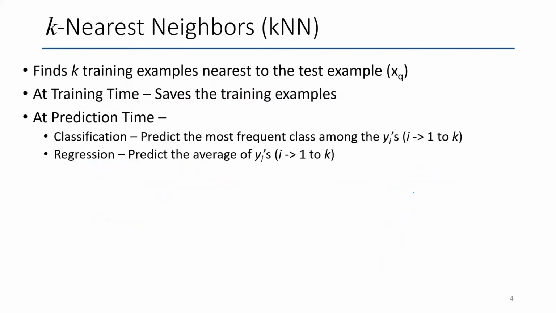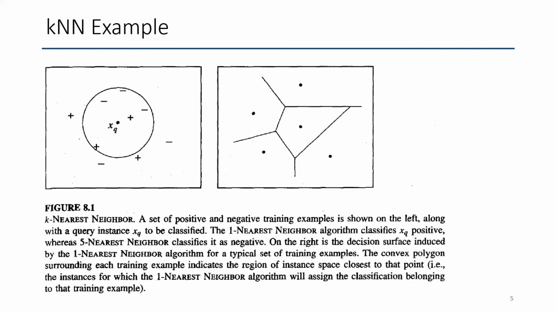And yesterday we discussed the k nearest neighbor. So here we find the k training examples, and at training time we just simply save the training examples. At prediction time, if you have a classification task, predict the most frequent class. For regression, you just predict the average of yi's. Yi's are the output values of the k neighbors, right? Okay, this is one example.